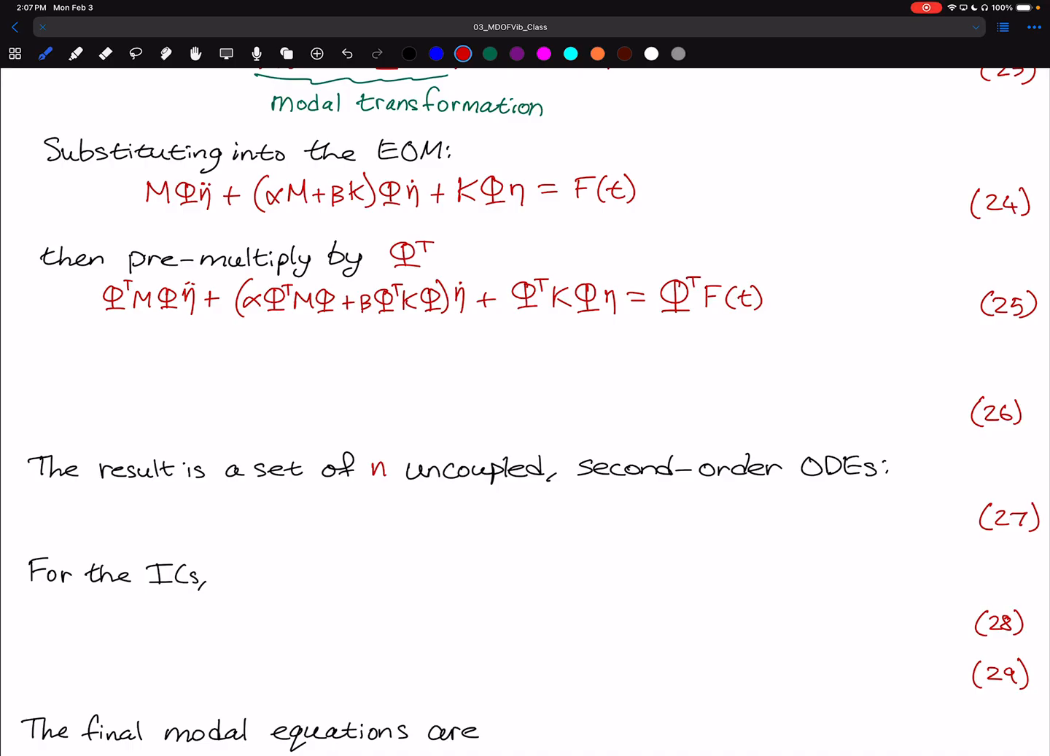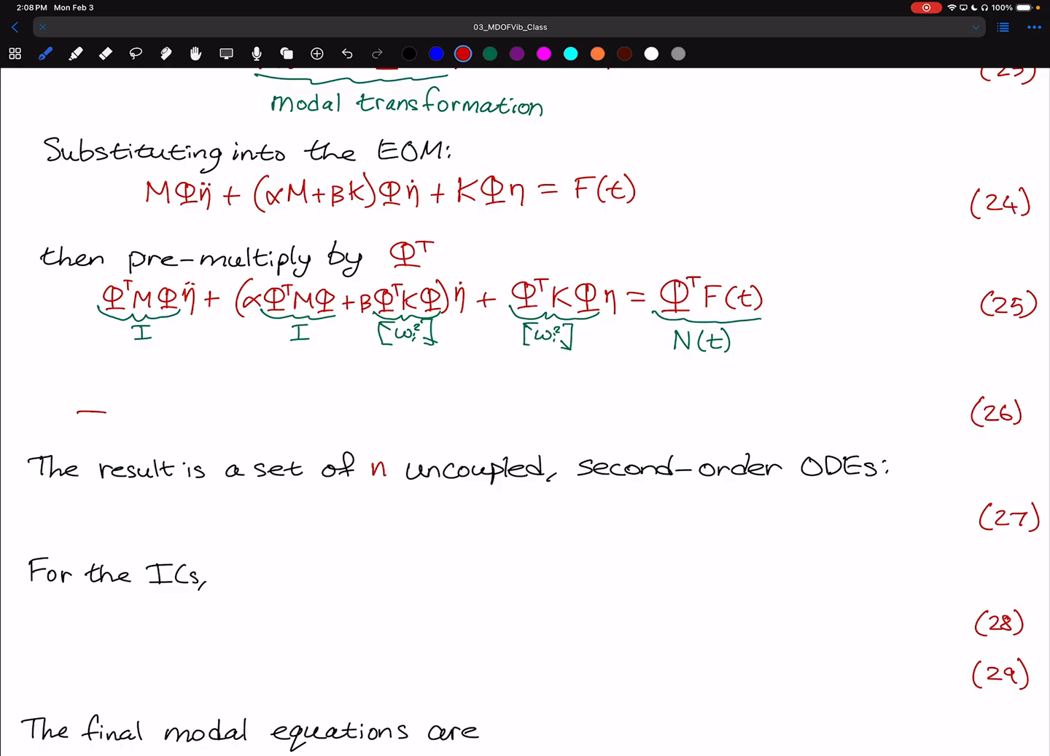The reason we did this is that we can find that phi transpose m phi is just the identity matrix. We have it in two places. And then phi transpose k phi is that diagonal matrix of the natural frequencies squared. For the forcing term, we'll call this a vector n of t.